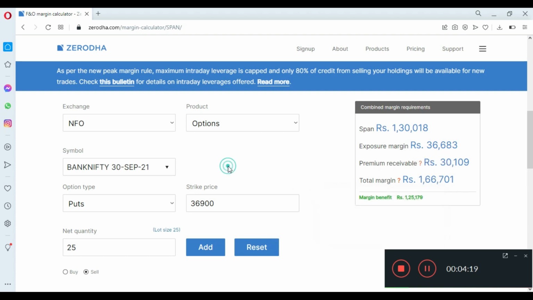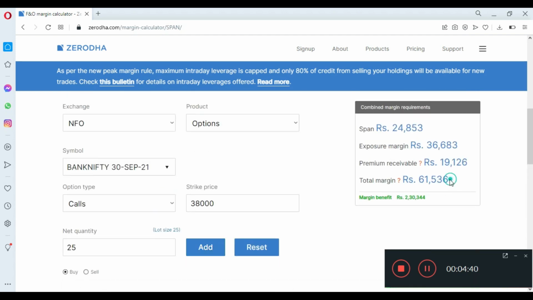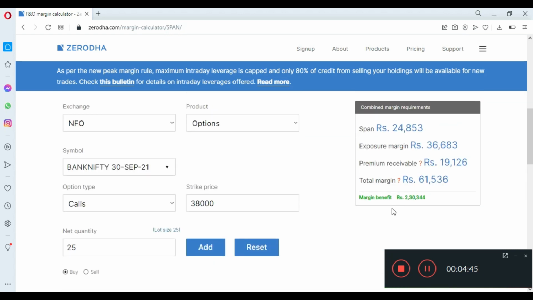Now I apply an Ironfly. So I buy a 35,800 put option and add it, and I add a 38,000 call option. I buy it and add it. So you can see the margin benefit is 61,000. The total margin required for taking this particular trade is only 61,000, out of which you have already got a premium of around 20,000. So only around 41,000 is going from your pocket.